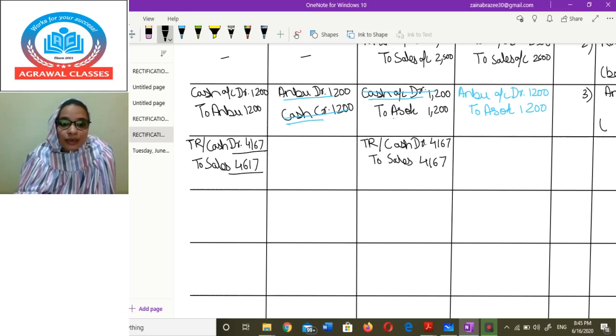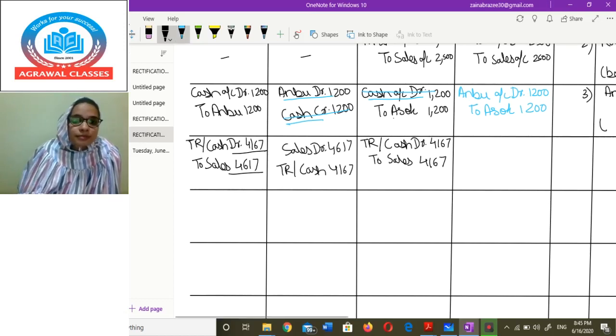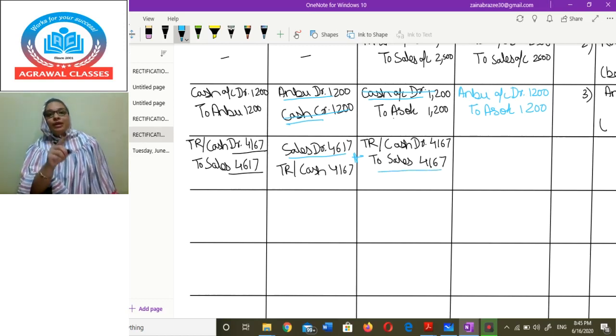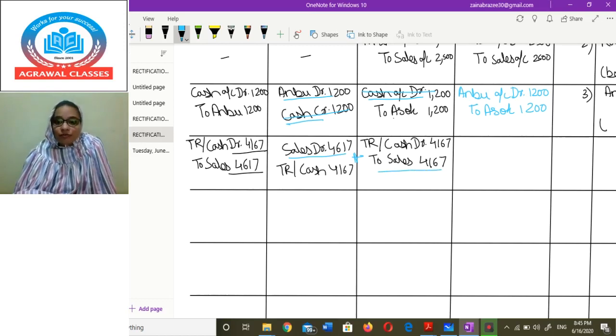Now reverse the wrong entry. So your trade receivable or cash will get credited 4167 and your sales account will be debited 4617. Okay, then we add these two entries. Let us check. Sales debit 4617, sales credit 4167. Whenever there is a debit and a credit, you actually subtract. So final balance will come as 450.